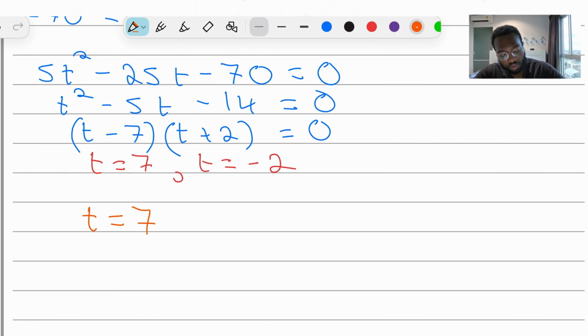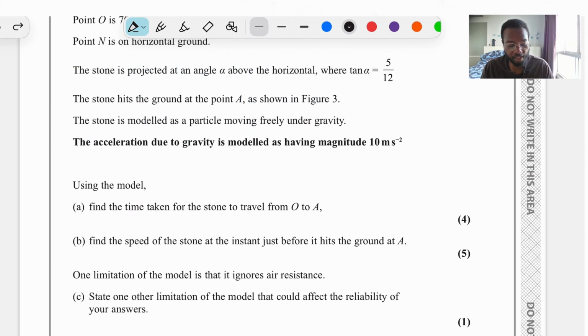It takes 7 seconds. So for part B, we need to find the speed of the stone at the instant just before it hits the ground at A. So what they really want us to do is, because it says the speed, okay, that means that what we need to do is work out the vertical component of the velocity, the horizontal component of the velocity, and then use Pythagoras' theorem, and then that will give us the speed, okay? So first thing first, let's work out the vertical velocity.